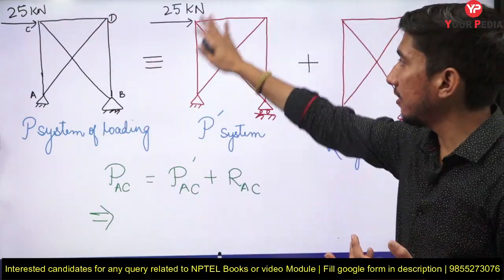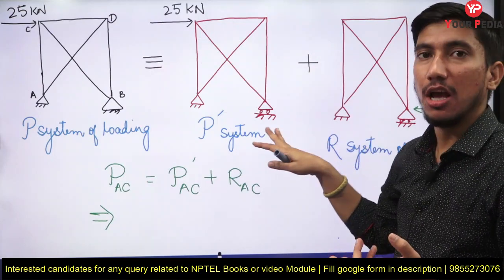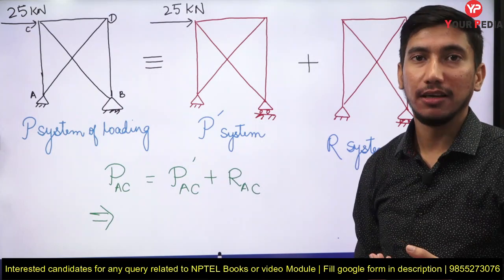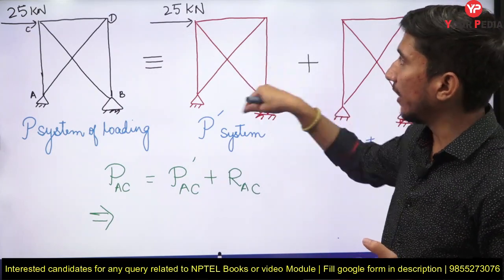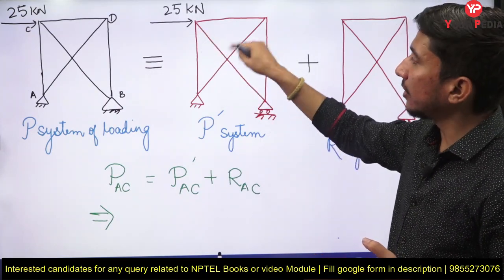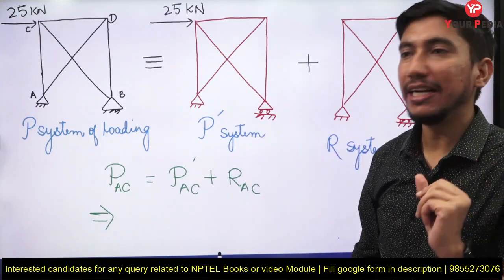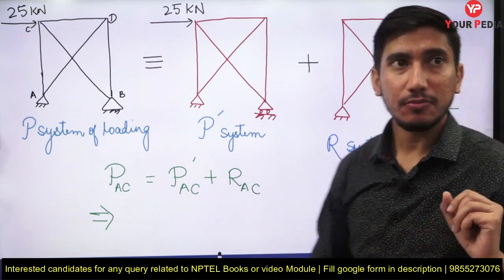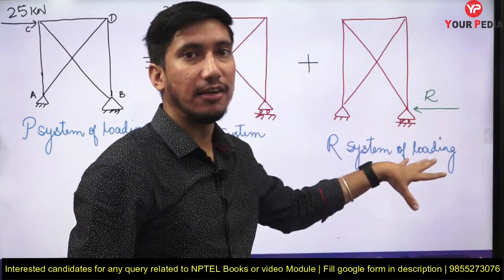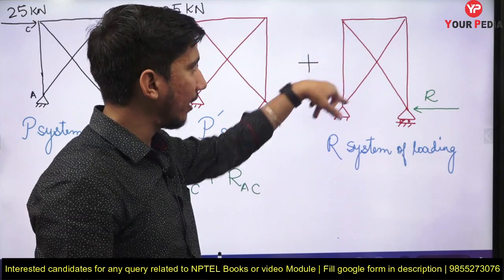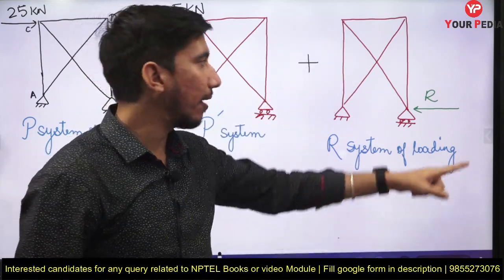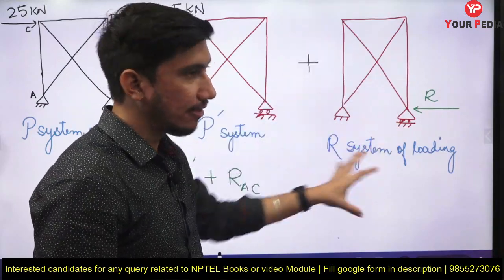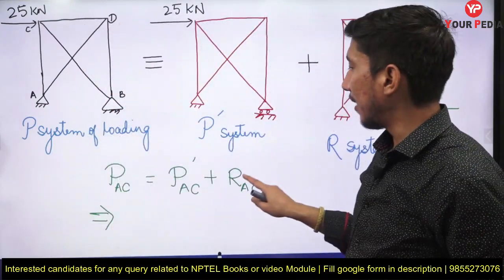This loading condition we are going to denote by the P dash system of loading. Under this loading condition, the force in any member will be designated by the term P dash. So the force in member AC will be designated by P dash AC. Under this loading, where only the redundant force is acting, the force in any member will be designated by the R symbol. So the force in member AC under this system of loading will be designated by RAC.